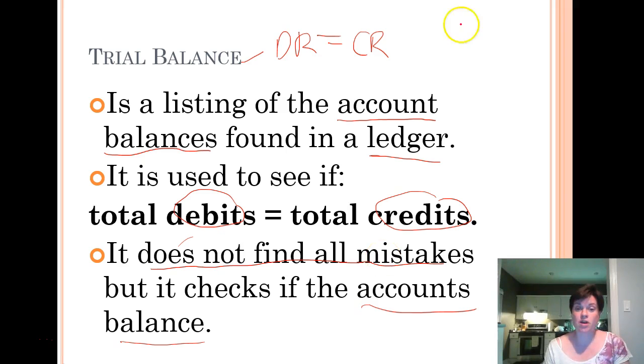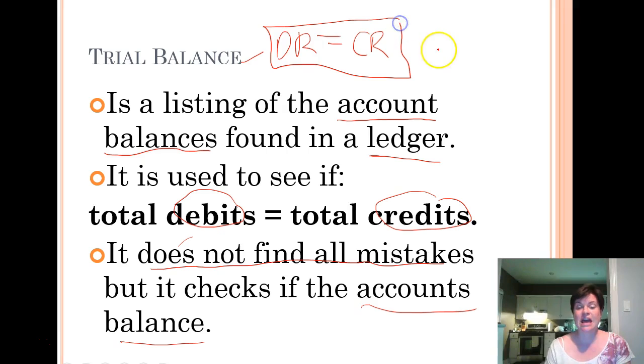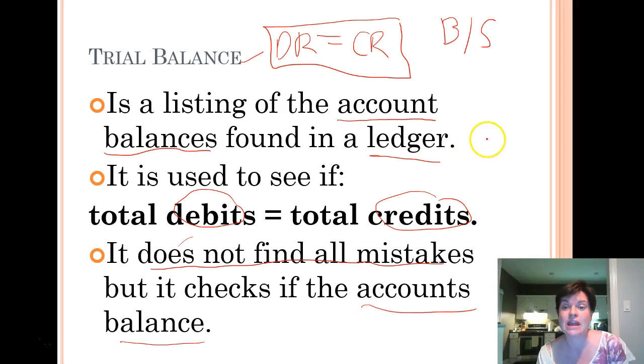And the reason we want to make sure that our debits equal our credits before we move on in the accounting process is that after we're done recording transactions in the ledger, the next step would be to complete a balance sheet, an updated balance sheet for the company. But if the debits don't equal the credits, then our balance sheet's not going to work. So we need to do this intermediary step called preparing a trial balance.